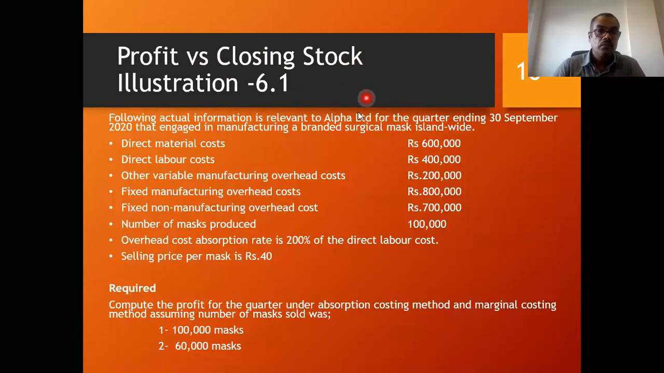Now, we will look at this example. The following actual information is relevant to Alpha Limited for the quarter ended 30th September 2020. Your task is to compute the profit for the quarter under the absorption costing method and the marginal costing method, assuming the number of masks sold was 100,000 and 60,000.